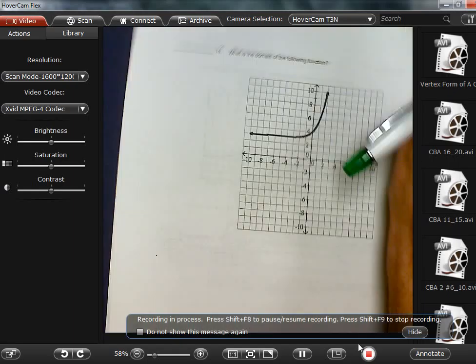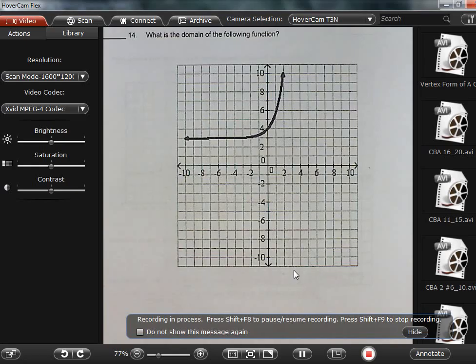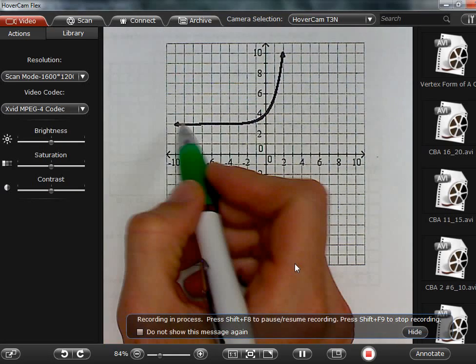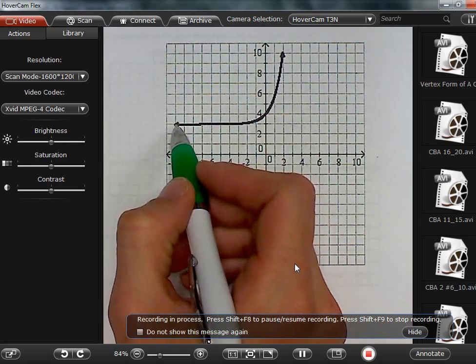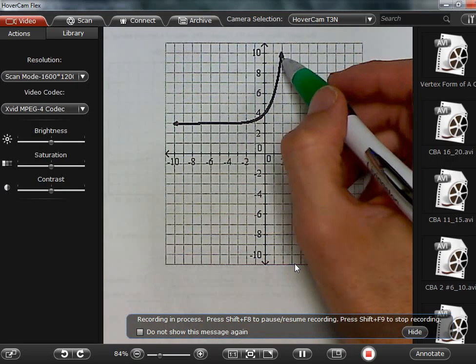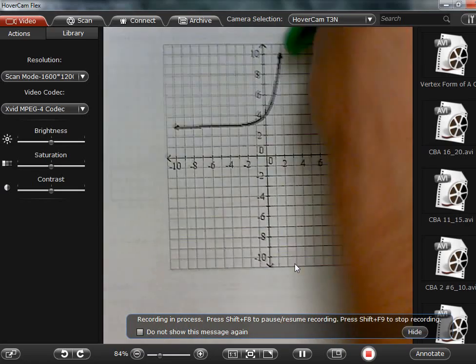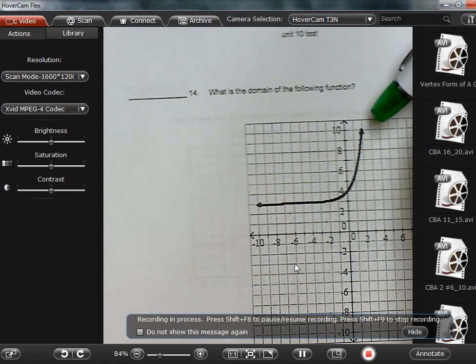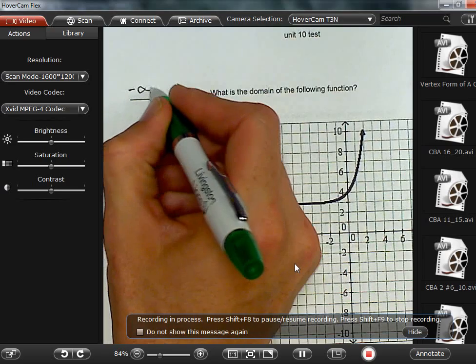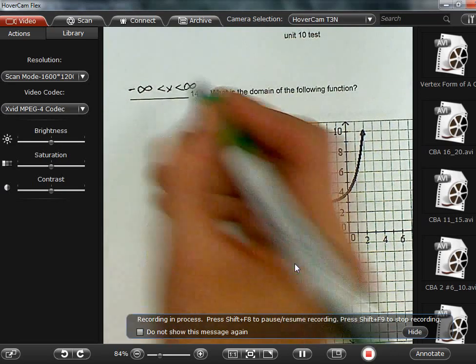What is domain? It's my x values, right? I have arrows, right? So it goes on forever left. Okay, I have an arrow, right? Does it go on forever right? So what is my domain? It is from negative infinity all the way to positive infinity.